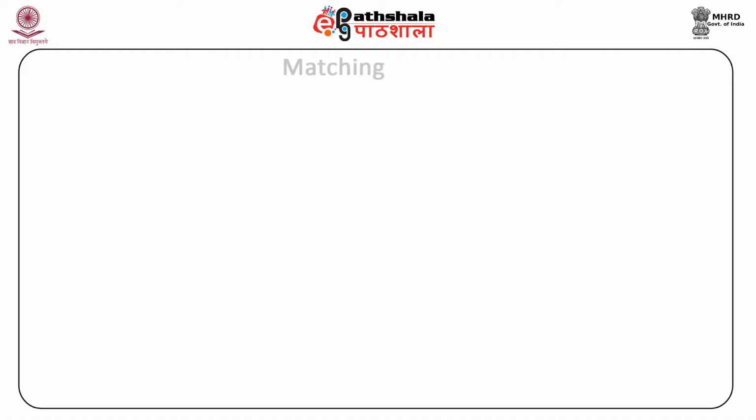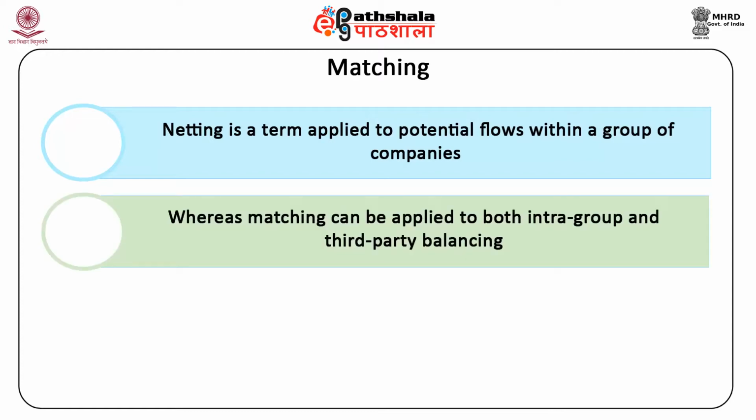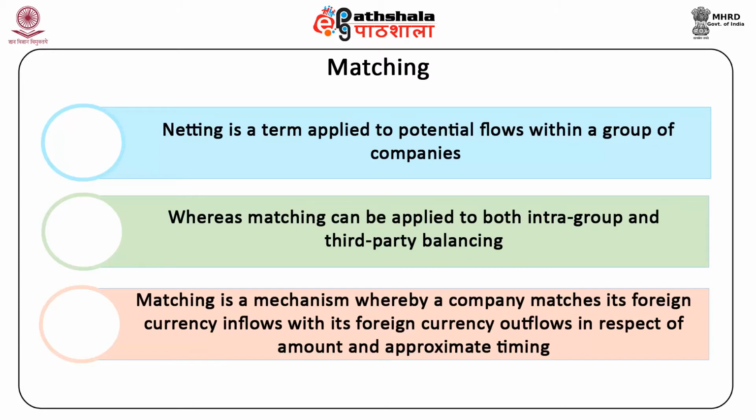Matching. Although netting and matching are terms that are frequently used interchangeably, there are distinctions. Strictly speaking, netting is a term applied to potential flows within a group of companies, whereas matching can be applied to both intra-group and third-party balancing. Matching is a mechanism whereby a company matches its foreign currency inflows with its foreign currency outflows in respect of amount and approximate timing.